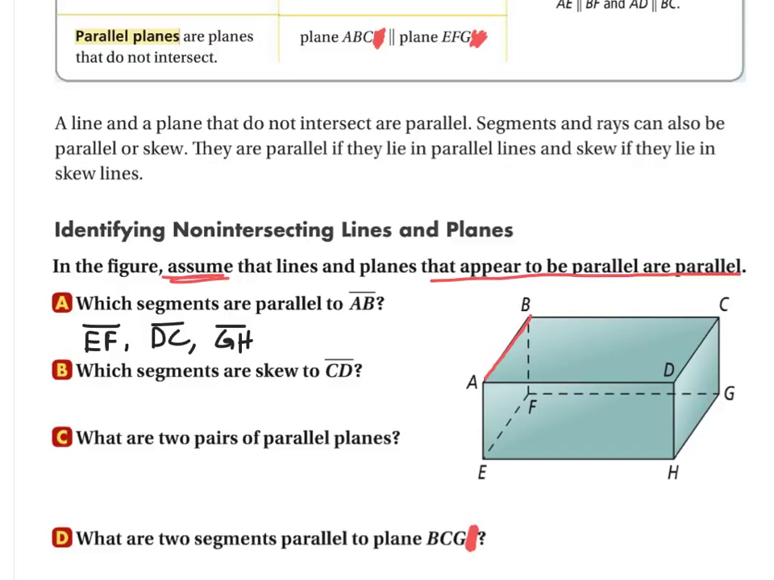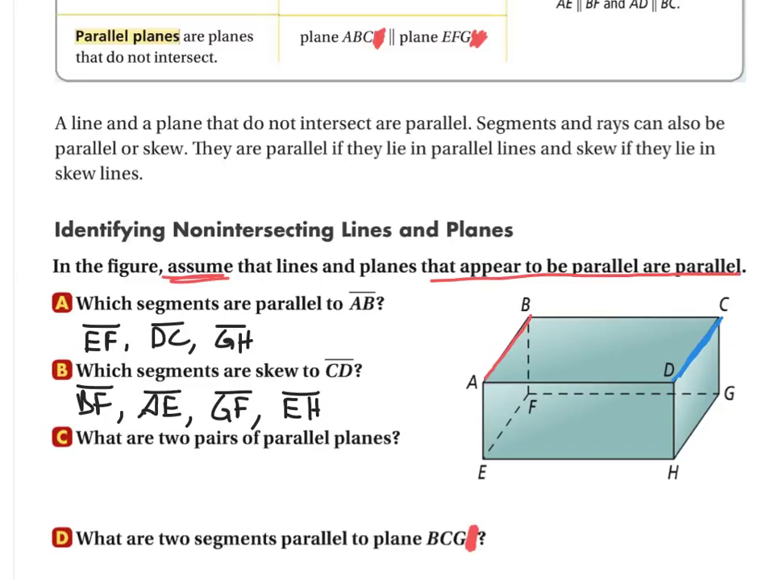Okay, then let's take a look at example B. Which segments are skew to line segment CD? Now, line segment CD is right here. What would be skew to that? BF. Okay, hold on. BF, I agree. Yep, line segment BF. AE. Line segment AE, I agree with that. EH. Line segment GF, I would agree with that. Anything else? EH, I agree with that. Anything else that you're questioning whether it is or not?